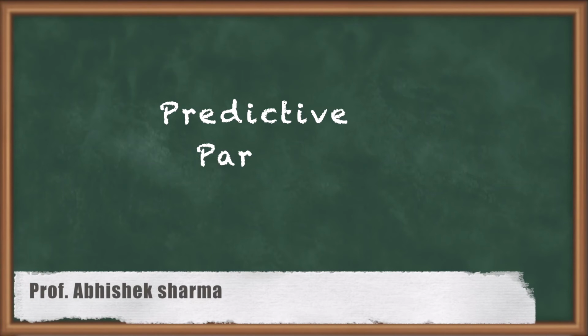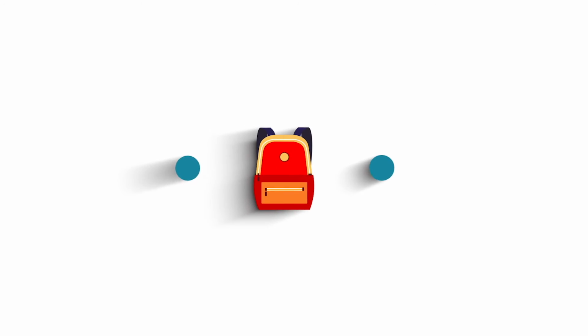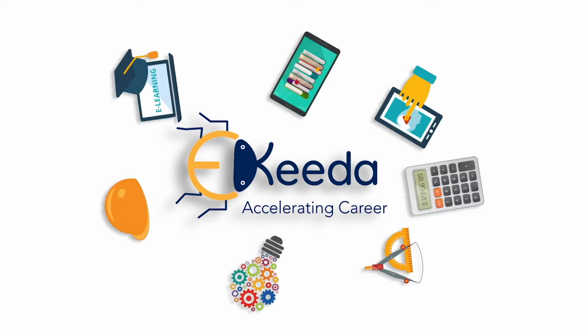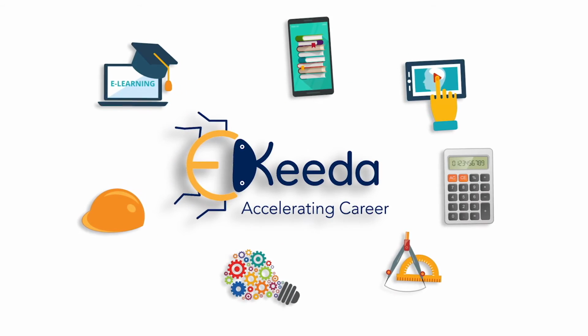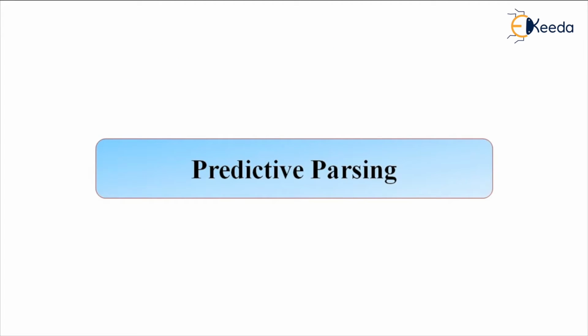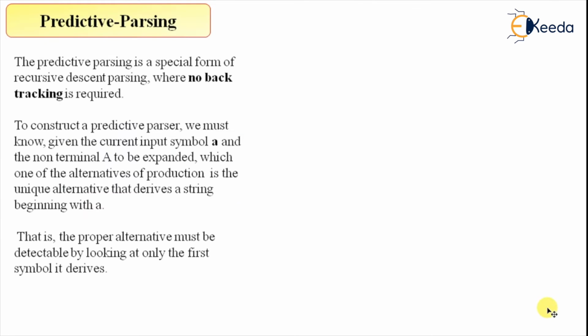Hello friends, in today's class we are going to talk about another type of top-down parsing called predictive parsing. Hi everyone. The next topic that we are discussing here is predictive parsing. Predictive parsing is a special form of recursive descent parser where no backtracking is required.